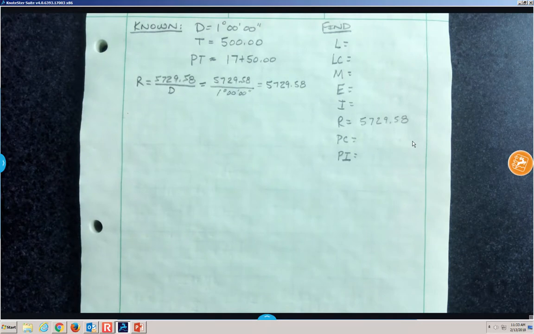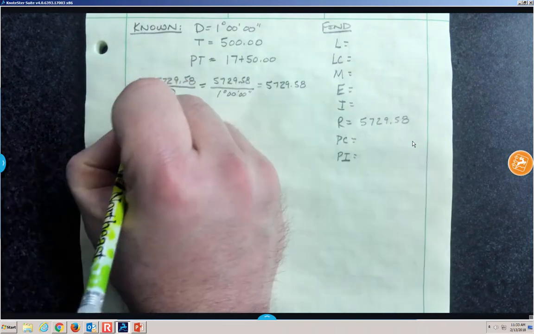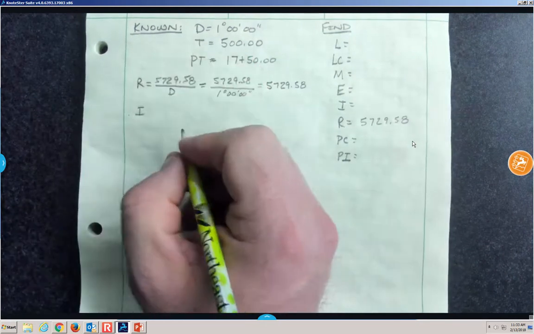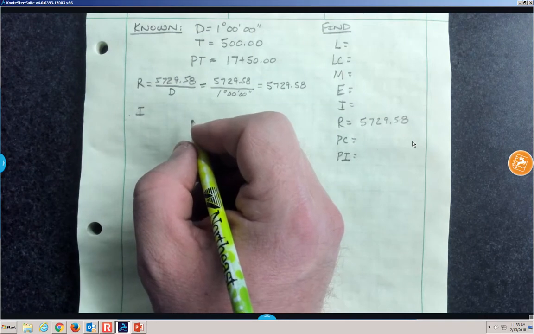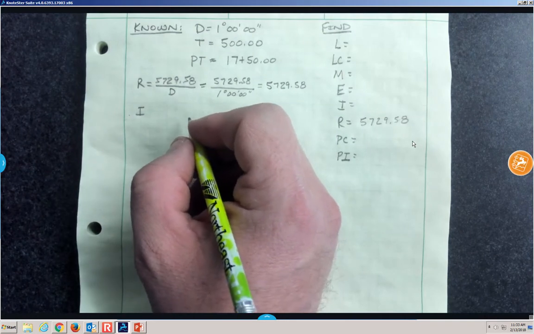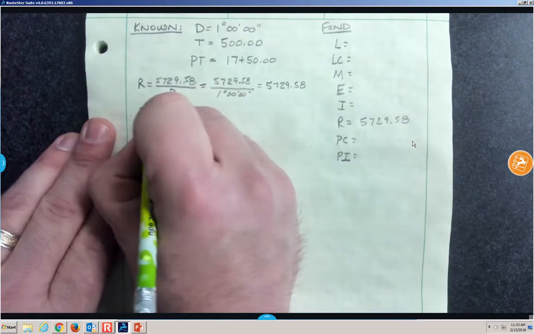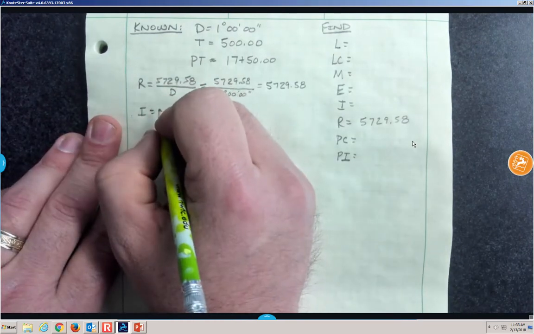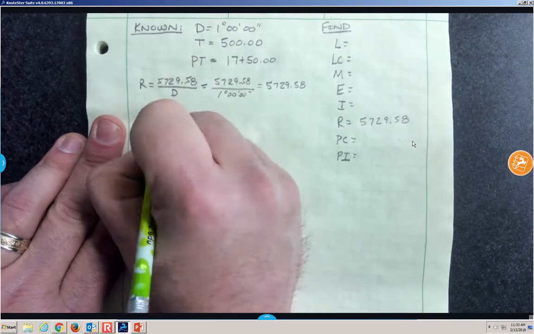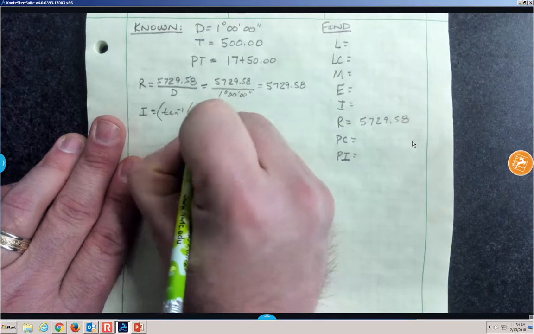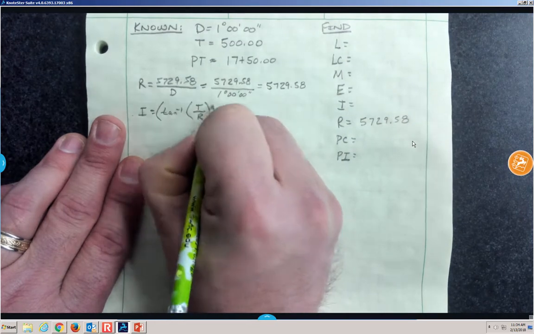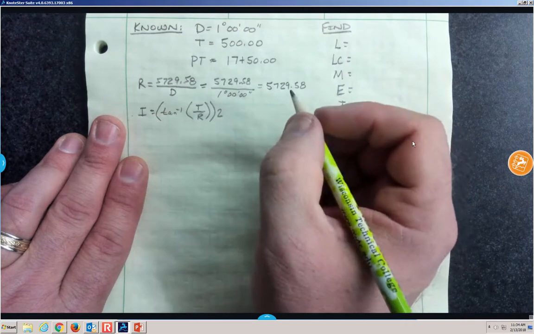What shall we find next? What do you want to find? I? Okay. Well, we know from our previous one that we can do I, and we can show it the same way we did on our previous one. If we do some substitution, it's the inverse tangent of T over R, times 2.